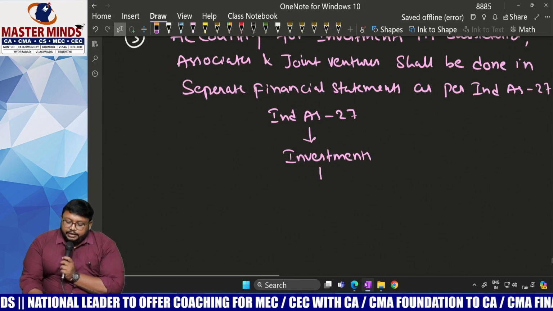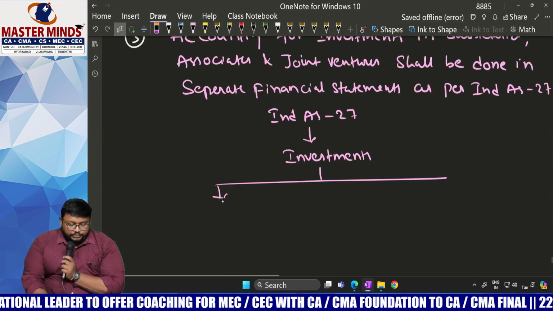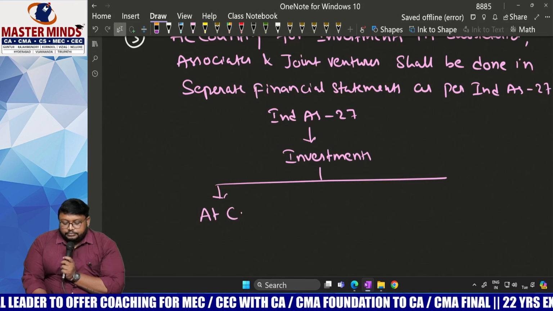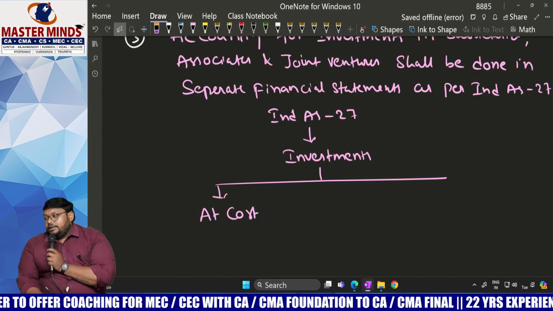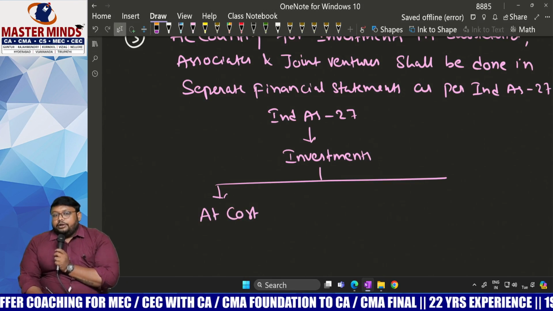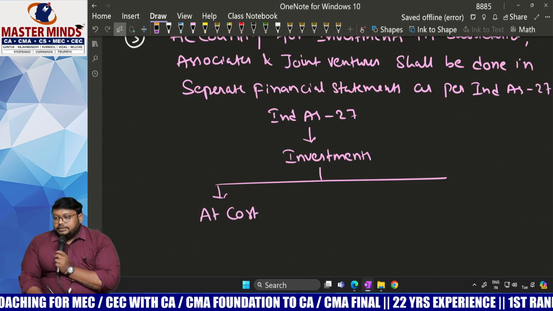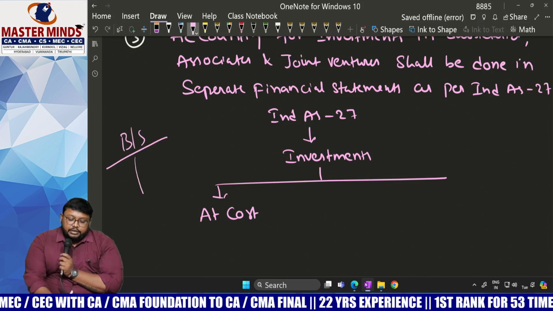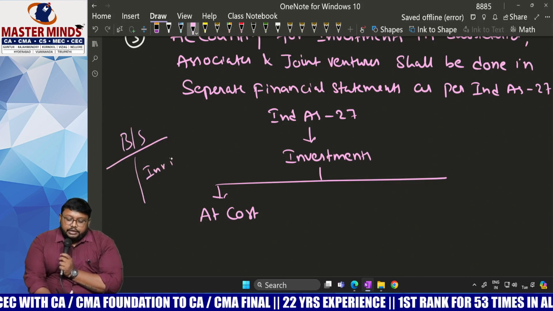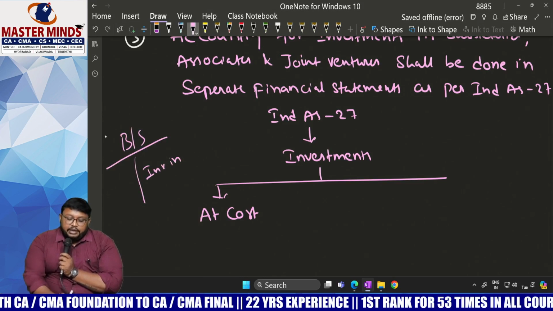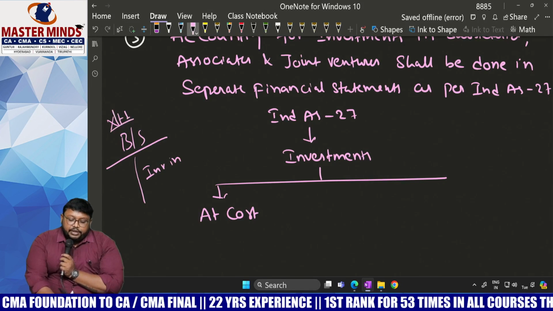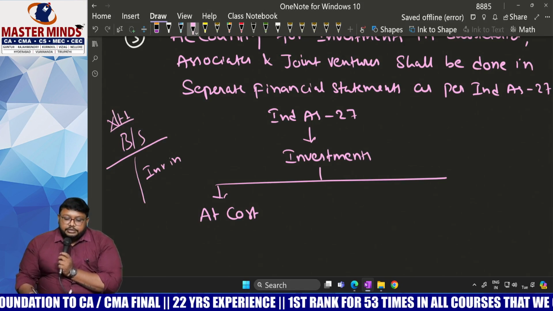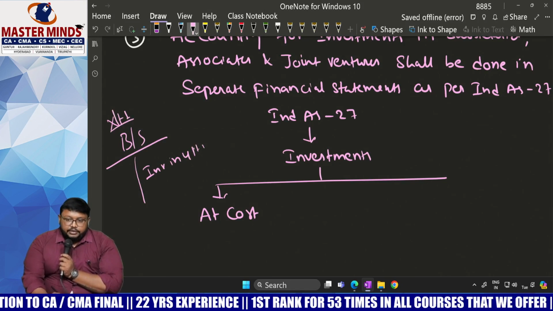Investments generally have to be recorded at cost. Investments are recorded at cost. When you are making separate financial statements, for investment in subsidiaries, how will you write it in the balance sheet? For example, in X Limited's balance sheet, my subsidiary company is Y Limited. So investments in Y Limited. Like that you will write.